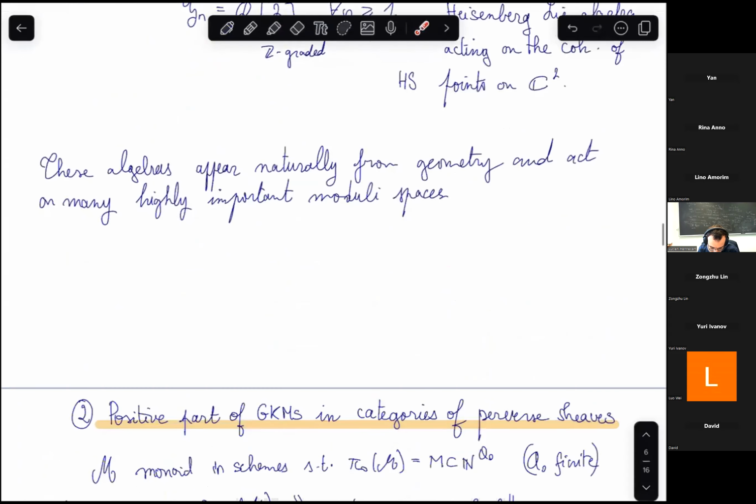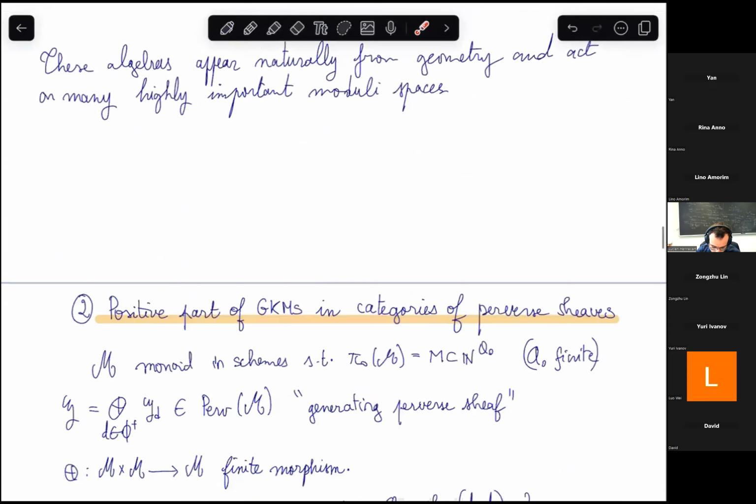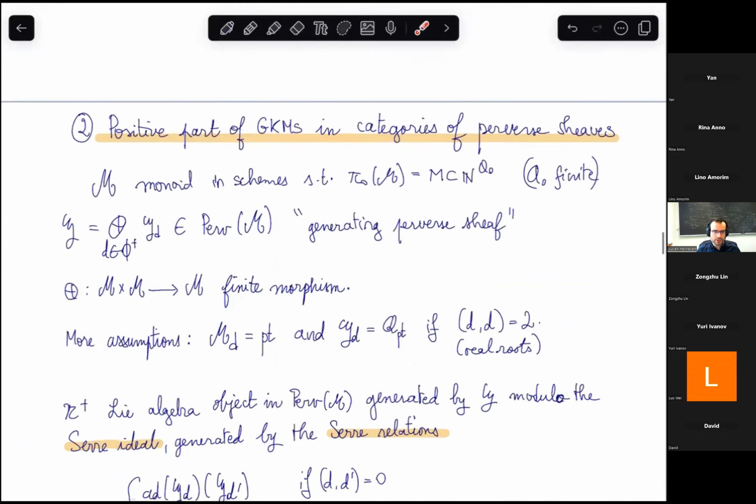Okay, so this algebra appears naturally from geometry, as I will show today. And also they act on many important moduli spaces, as I might explain tomorrow in the applications. But I explained to you that we define the BPS algebra in some monoidal category of perverse sheaves. So we would like to upgrade this construction of Kac-Moody, generalized Kac-Moody algebra, in such monoidal categories. And actually it's quite straightforward if we only restrict to the positive part.